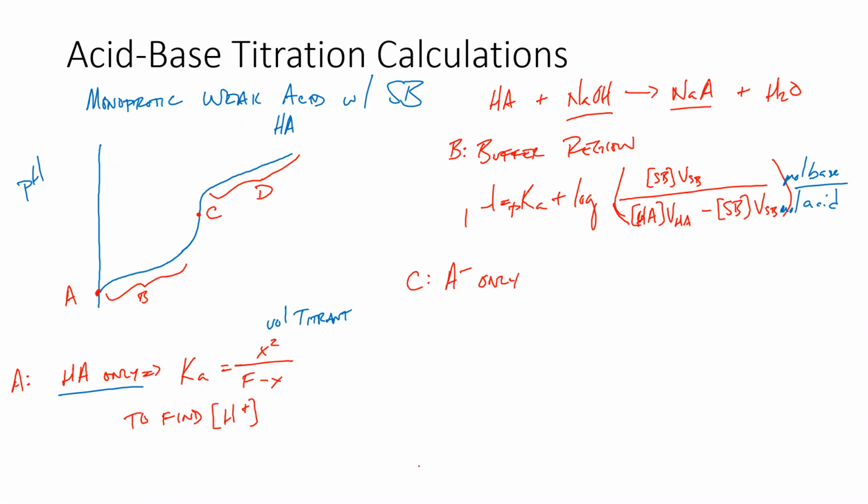Again, we talked about how to find the pH of a solution of a weak base. We know how to do this. We need to find Kb, and we're going to use x squared over F minus x to find not H plus, but OH minus.